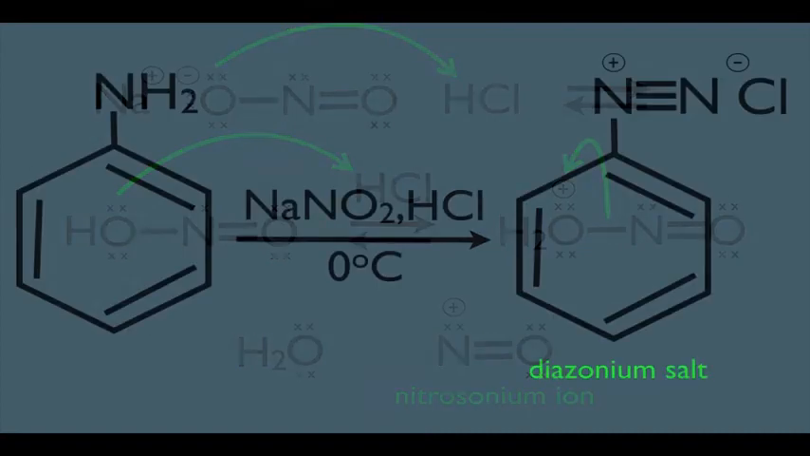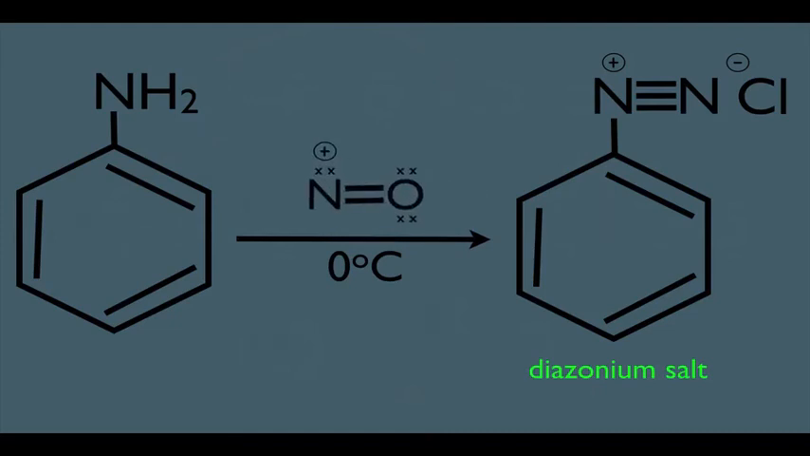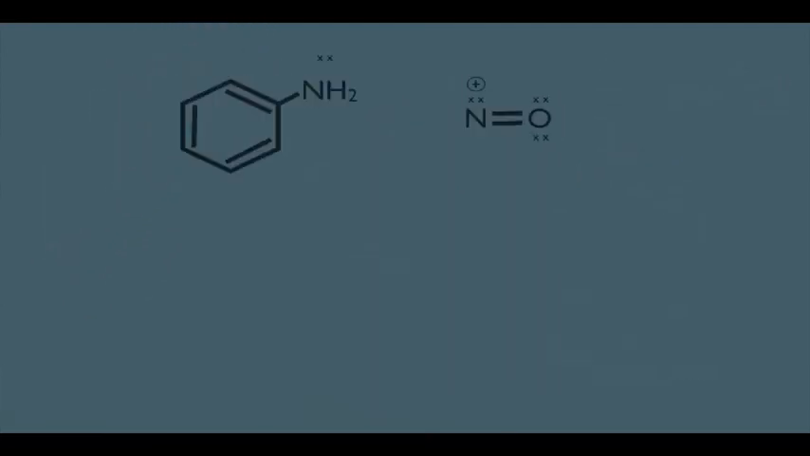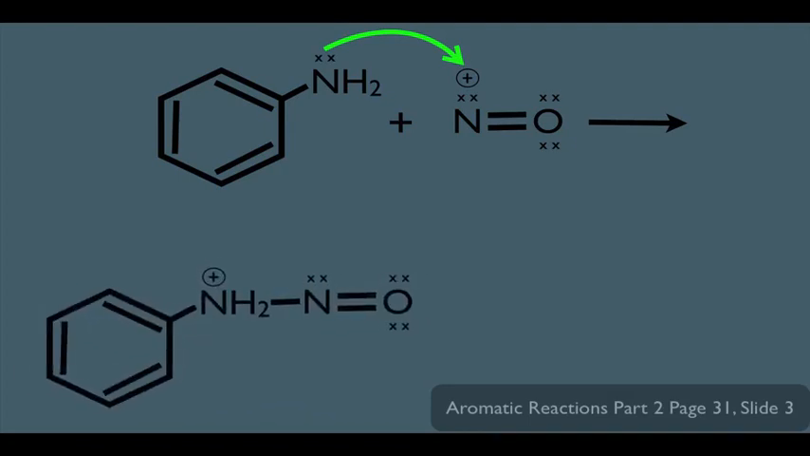So going back to the big picture here, all we're saying is that the NaNO2 reacts with the HCl to create this NO positive group here. And it is this thing right here that is now ready to react with the benzene ring with the amine on it. So let's look at the mechanism of how this is going to happen. The first step here involves the NH2 group on the benzene ring being attracted to this positive and creating a bond between the two nitrogens, giving us this result right here.